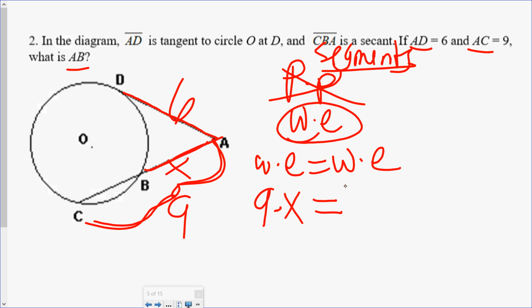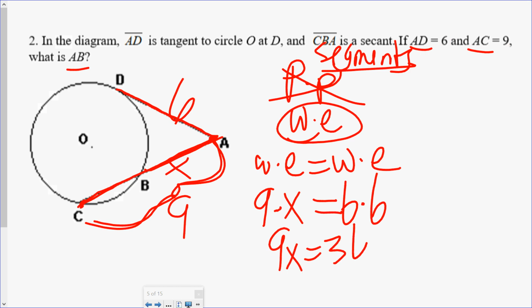let's just talk about vocabulary for a moment. I'm not sure if we talked about it. This is called a secant. A secant is a segment that is outside the circle and goes inside the circle. A tangent is completely outside. It hits the circle at one point, and then it never comes inside. So for the tangent, the whole is the exterior. That will always be the case. 9x equals 36, divide by 9, x equals 4.